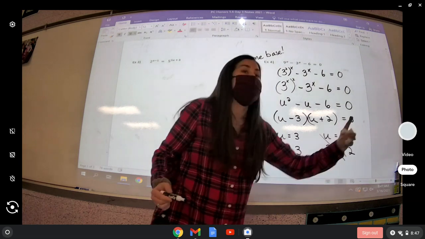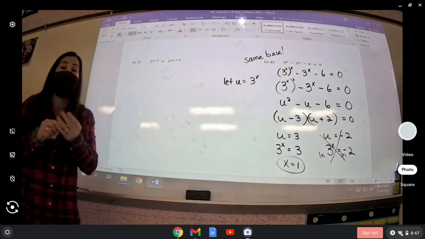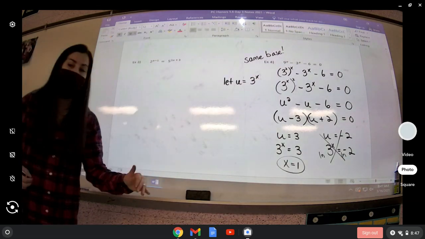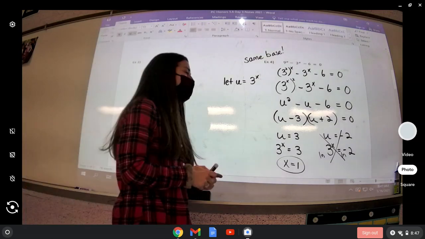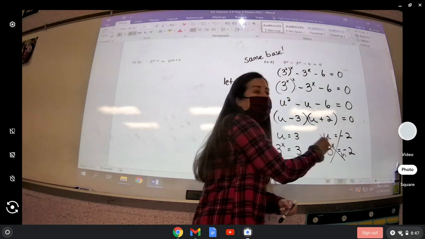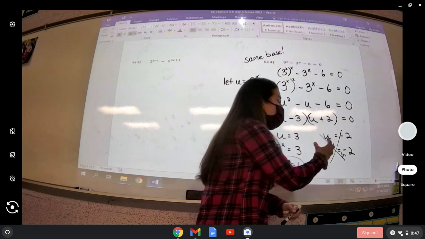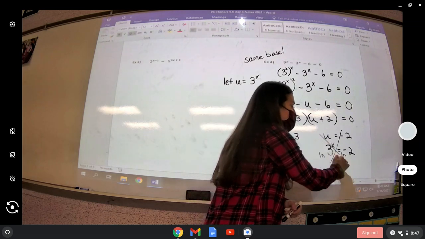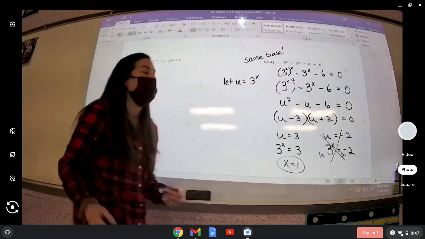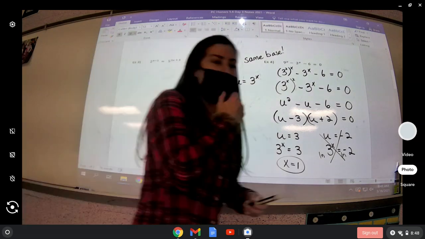An exponential should never equal a negative number because the base of an exponential is always positive. That's by definition. So that's what I mean. You could get an extraneous solution when you're telling me that an exponential equals a negative output. That should not happen. All right, let's go to the other example.